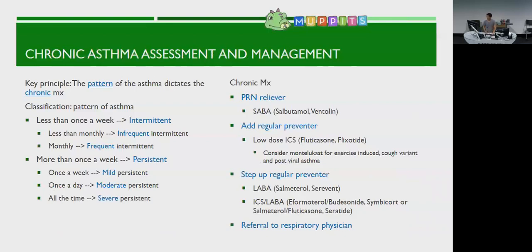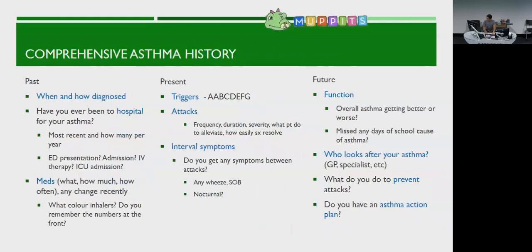Cool, no problemo. So just some questions that you can ask, and you can figure out what questions you need to ask depending on how acute or how chronic the presentation is. Hopefully you find this slide useful, especially in ED or other settings where you want to get a good overview of their asthma.